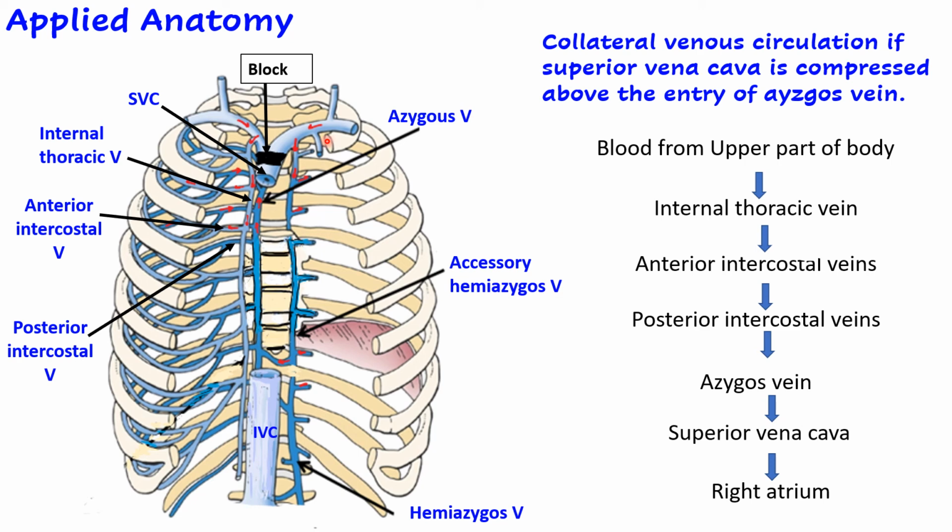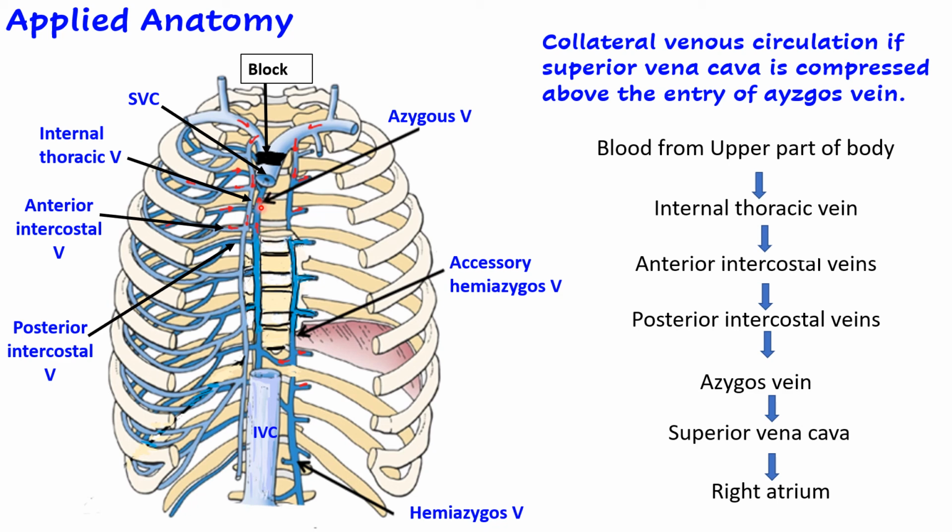Similarly on the left side also, the blood will go into the left internal thoracic vein, then anterior intercostal veins, then posterior intercostal veins, then the accessory azygos and the hemiazygos veins, which again will drain into the azygos vein. So this is how it reaches.